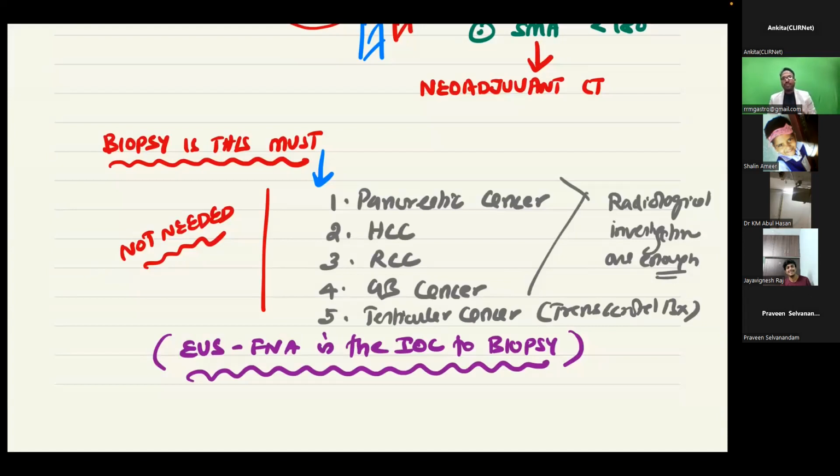So where biopsy should not be done or is not needed: testicular cancer, gallbladder cancer, RCC, HCC, pancreatic cancer. In all these cases, you should not need a biopsy. If at all you want to do a biopsy, there are many methods of doing it. One of the methods for pancreatic cancer is EUS guided FNAC. So that should be done.